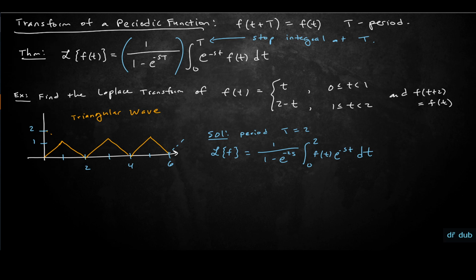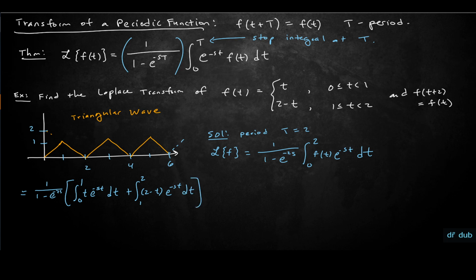But my integral changes on the interval 0 to 1 and then 1 to 2. So this is going to be 1 over 1 minus e to the negative 2s times the integral from 0 to 1 of t e to the negative st dt, plus the integral from 1 to 2 of 2 minus t, e to the negative st dt.